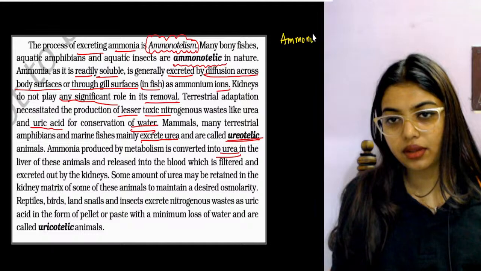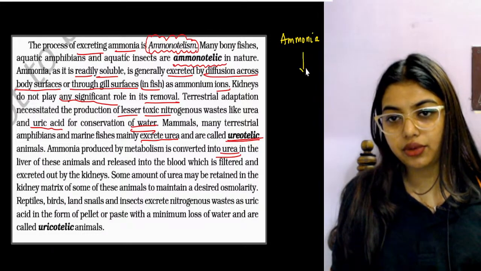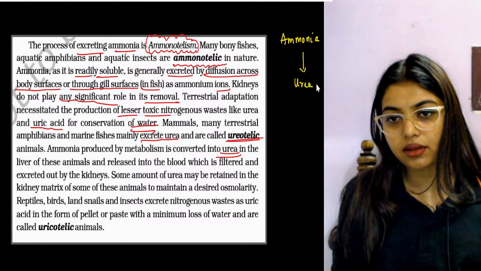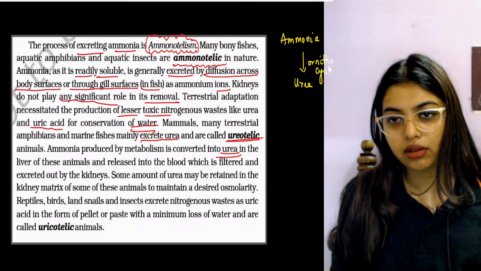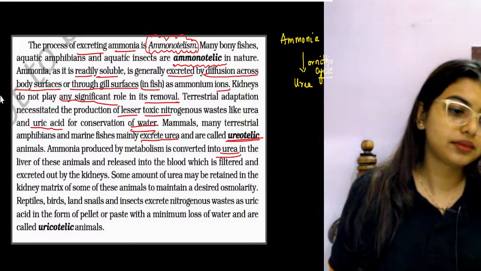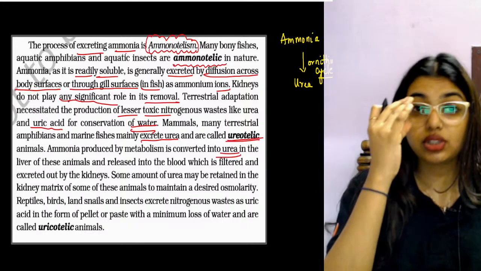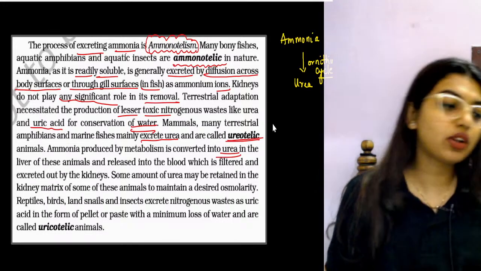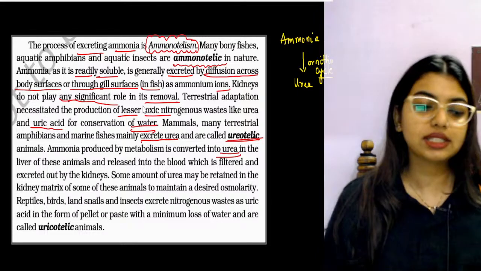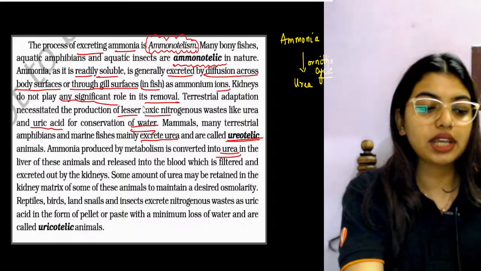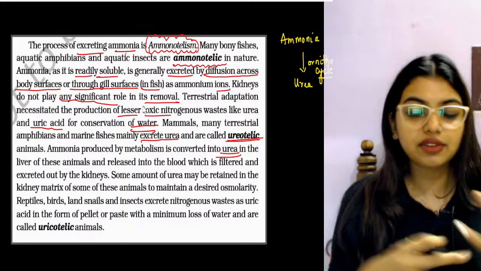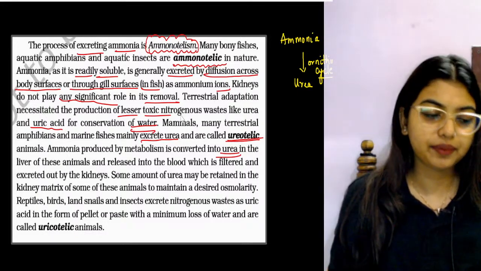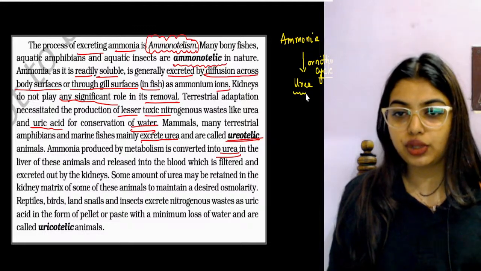Ammonia will be converted to urea with the help of the Ornithine cycle. What cycle? Ornithine cycle. Got it? So this Ornithine cycle, or else simply you can call it the urea cycle as well. This happens in our body, in the liver, and in the liver this cycle is going to help in converting ammonia to urea immediately.